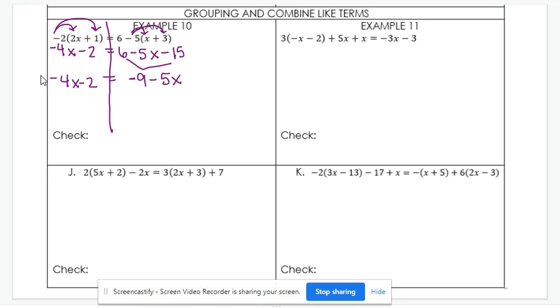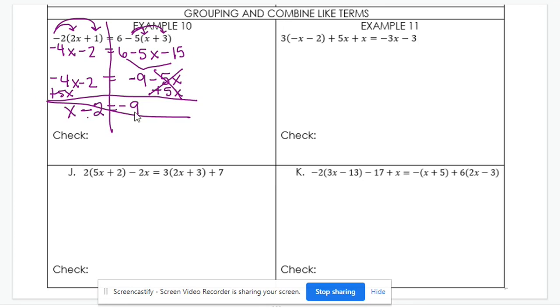Yes, we're going to move the smaller one. So which is smaller, negative 4x or negative 5x? Negative 5x is smaller, so we're going to add 5x. It's hard to write on this sometimes. So negative 4x plus 5x is 1x. Bring down my minus 2. And over here, my 5x and my negative 5x cancel, and I'm left with negative 9.